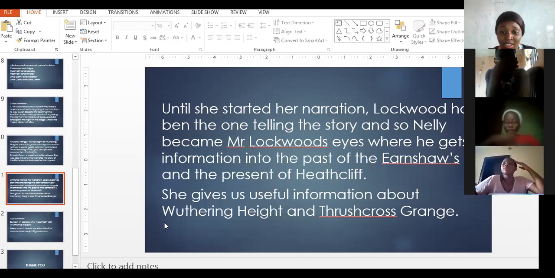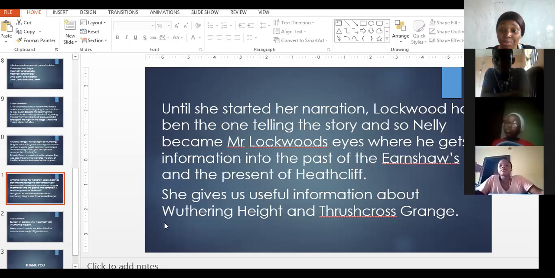I think that now, if they ask us, we might make a mistake on whether Nelly Dean is the actual true narrator. Instead, she's the one that is giving information to Mr. Lockwood. But they said in the book that Mr. Lockwood is the main narrator, but she's the one giving him information. That's what I said now.